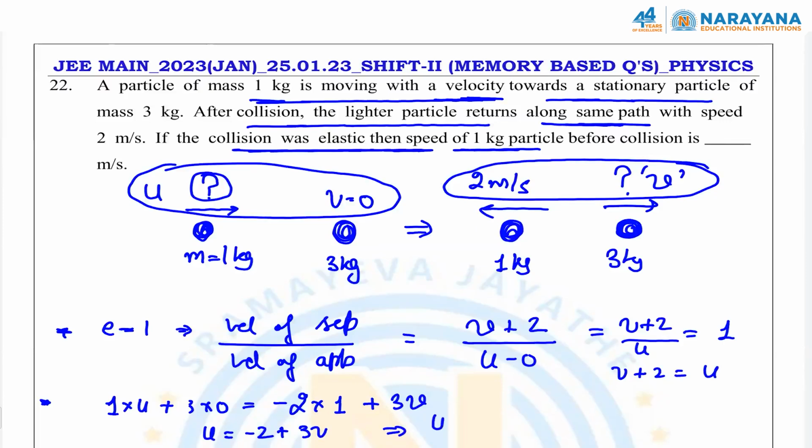I'll plug in the value. u is equal to minus 2 plus 3 times v, and v is u minus 2. So this gives you 3u minus 8. 2u is equal to minus 6 minus 2, so 8. So u must be equal to 4 meter per second. That is the velocity of the particle before impact. The unit is already given, so 4 meter per second.